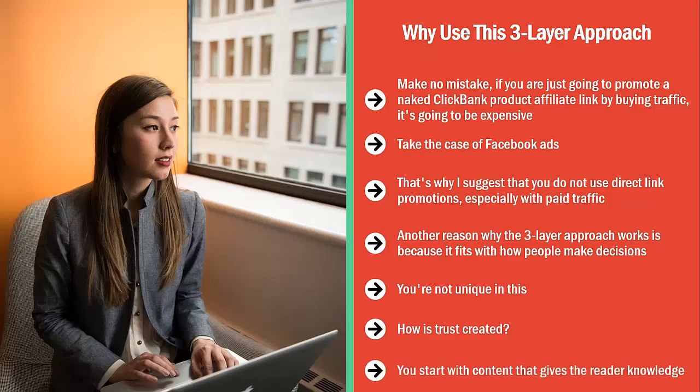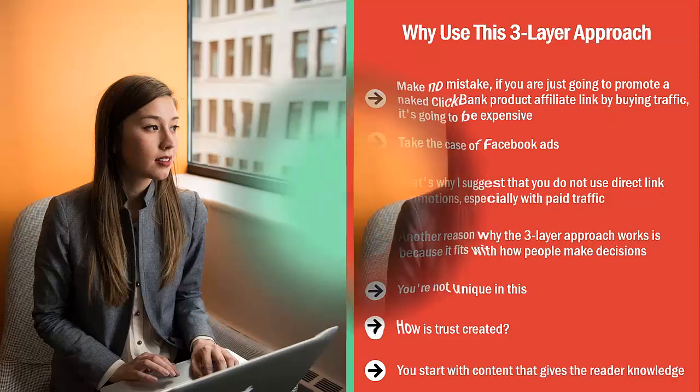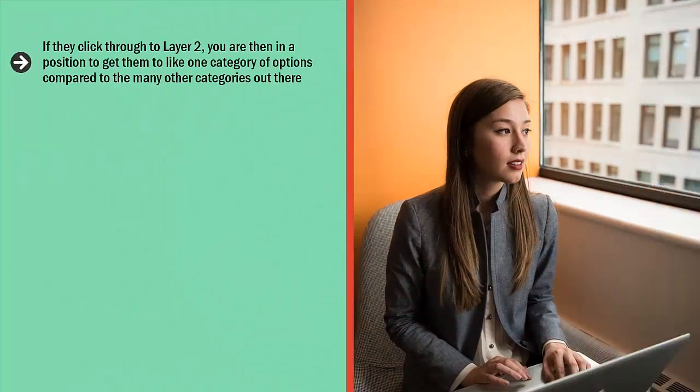You start with content that gives the reader knowledge. Now they're not looking to become experts in the product category you are promoting. Instead, they just want to know if you understand where they're coming from. They just want to know if you are credible and authoritative enough to have a grasp of the problem they are struggling with. This content establishes your authority. If they click through to layer 2, you are then in a position to get them to like one category of options compared to the many other categories out there. By the time they click on to layer 3 and they see the comparison, you pretty much have established a decent level of trust. Do you see how this works?